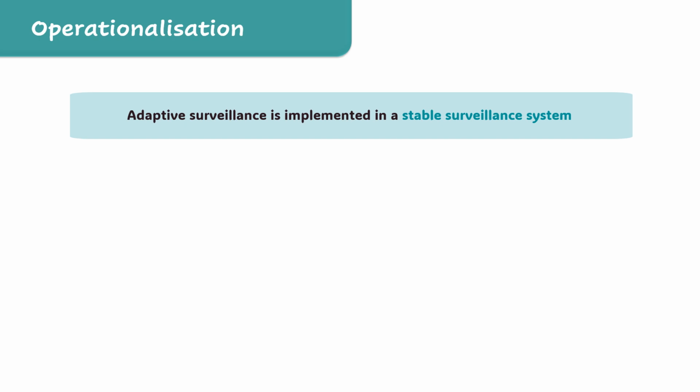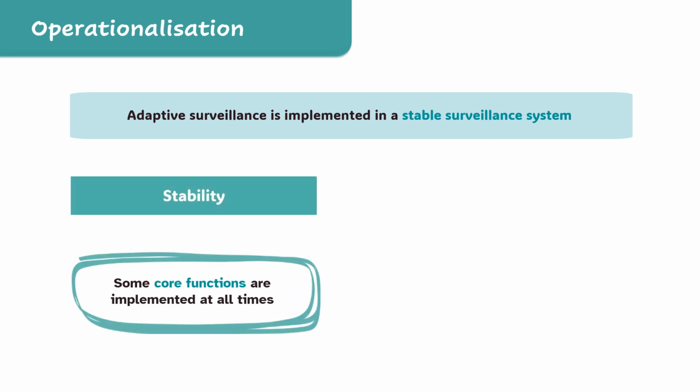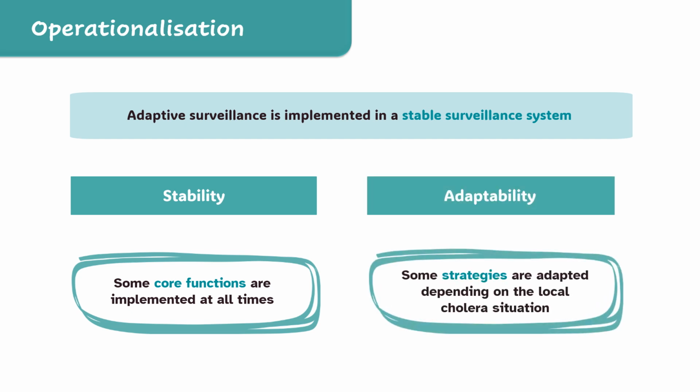Importantly, although adaptive, cholera surveillance is implemented within a stable surveillance system. Some surveillance core functions are implemented at all times independent of the cholera situation. This is the backbone of a robust and stable surveillance environment. Some surveillance strategies are then adapted in a dynamic manner depending on the local cholera situation. This ensures that surveillance continuously achieves its objectives in an effective and efficient manner.